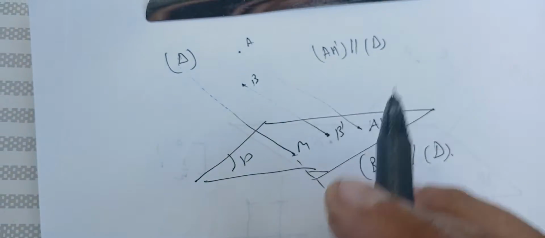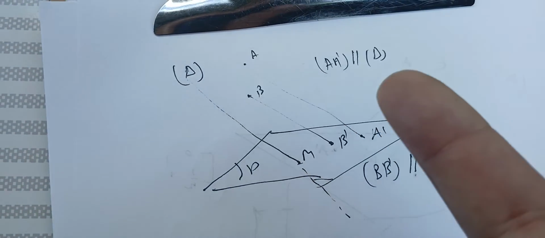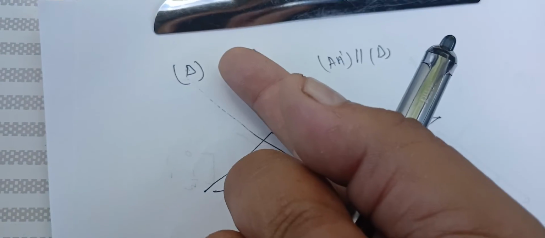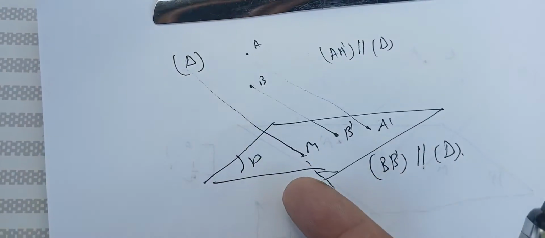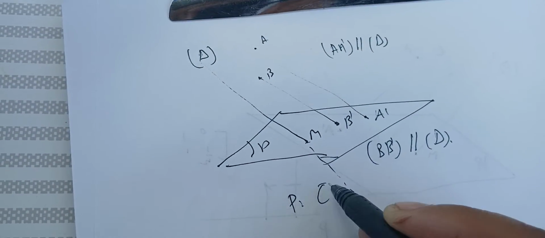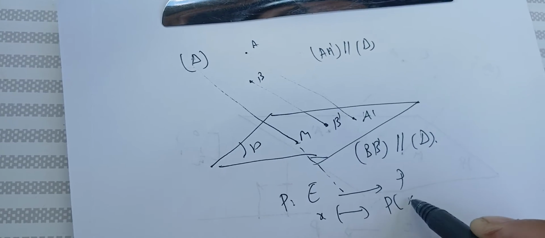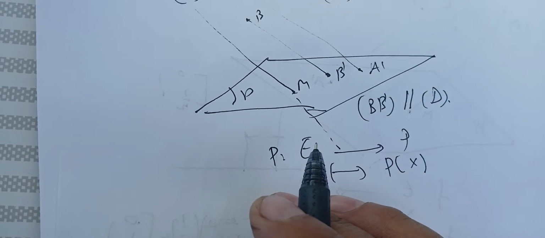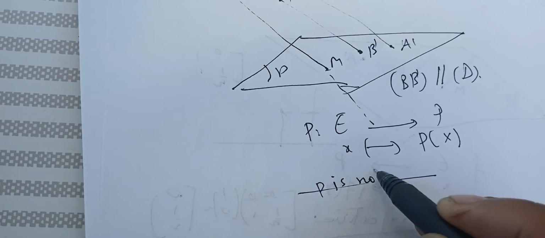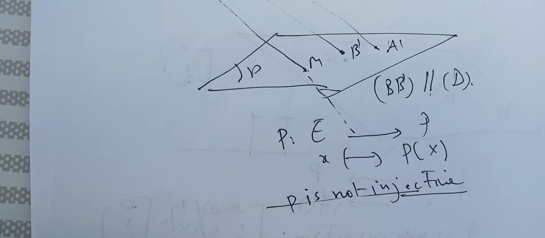Okay, and in this manner, by using this kind of projecting on the plane P parallel to delta, we construct a function. Let's call it p from the space E to the plane P, such that for every x it associates its projection. Our aim here now is to prove that p is not injective. Okay, how can we do that?